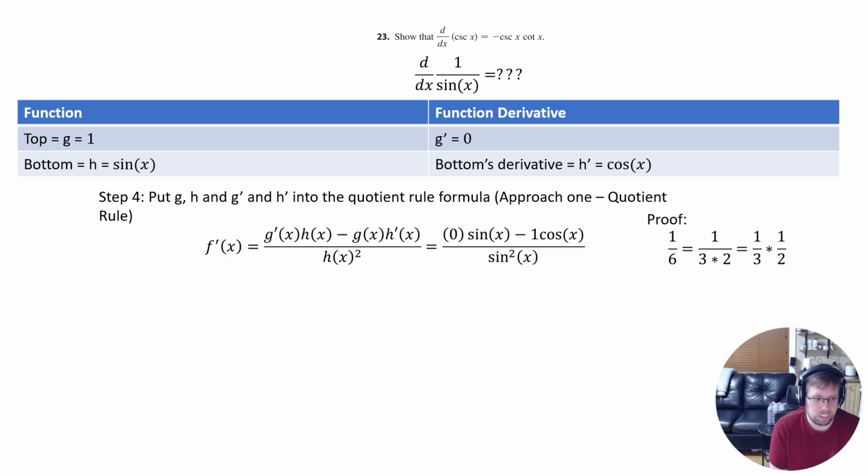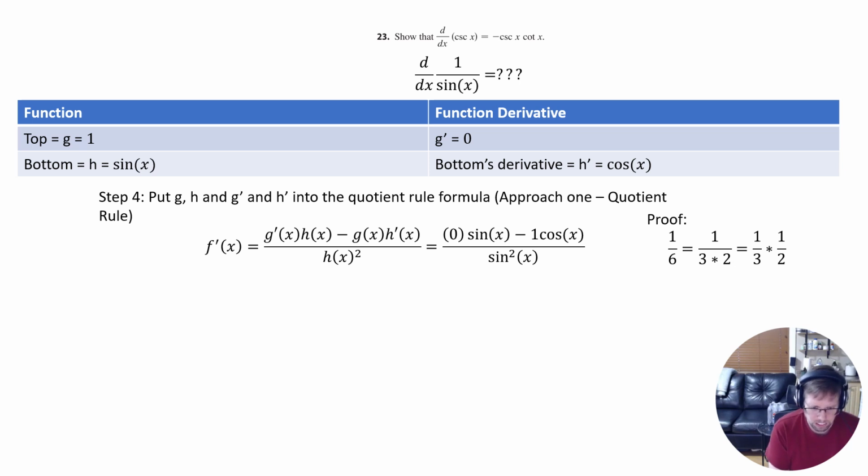So first we'll put all of our g prime and h prime values into the formula. G prime is 0. 0 times sine x is going to be 0 because anything times 0 is 0. And then you have a minus 1 times cos x. And then on the bottom you just have sine x squared. And of course all of that comes from the table above. You're basically looking on the table, finding the value, and putting it into the formula.